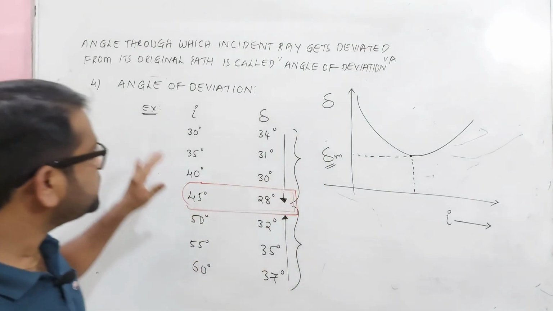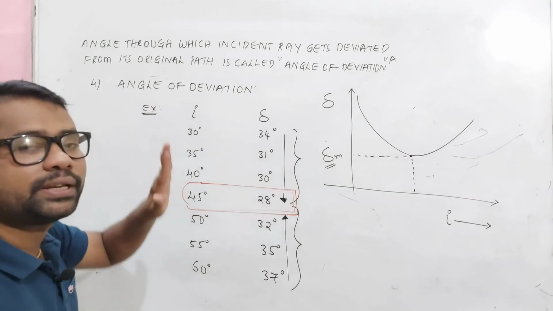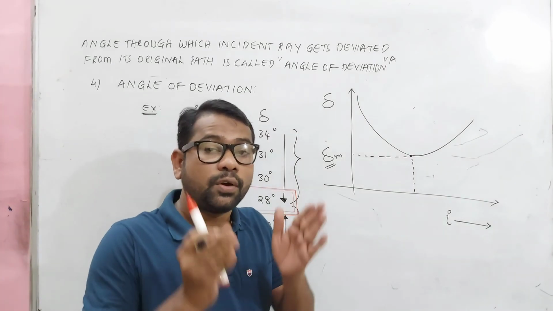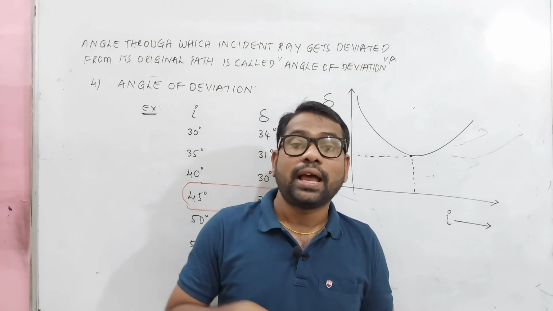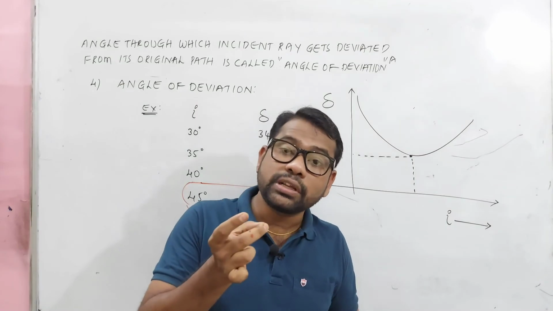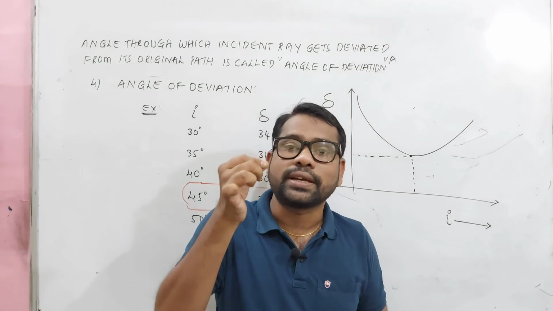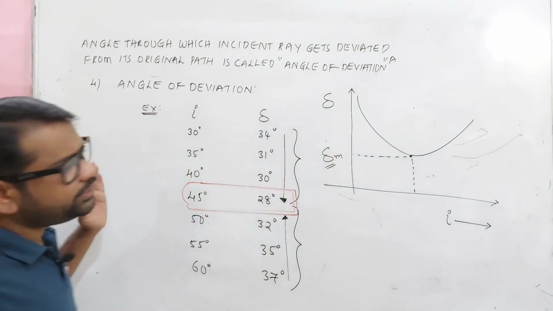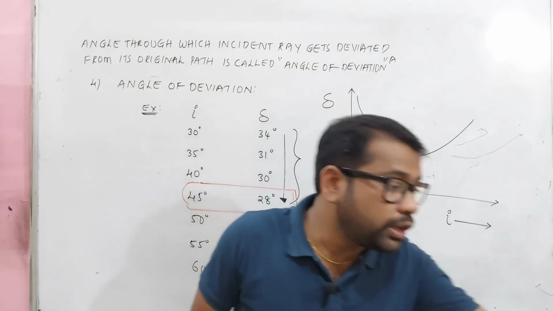So children, this is how the angle of deviation depends on the angle of incidence. Here we discussed four very important points. What are those? Angle of the prism, refractive index of the prism, the third one is wavelength, and the fourth one is angle of incidence. So children, this is how refraction takes place through a prism.